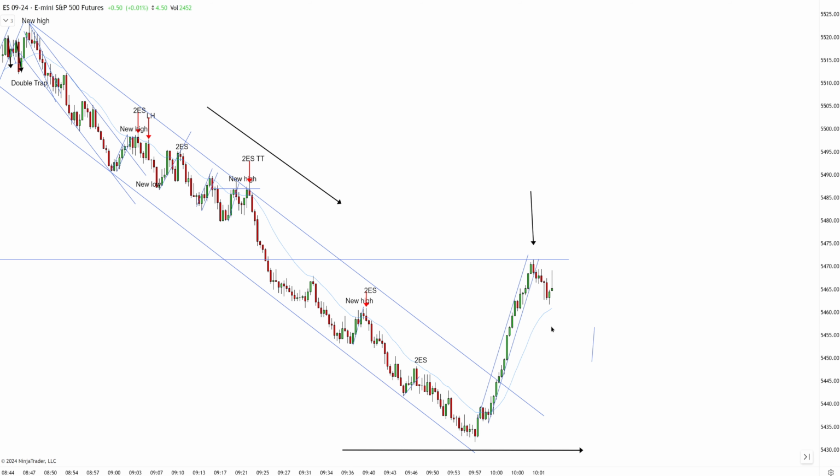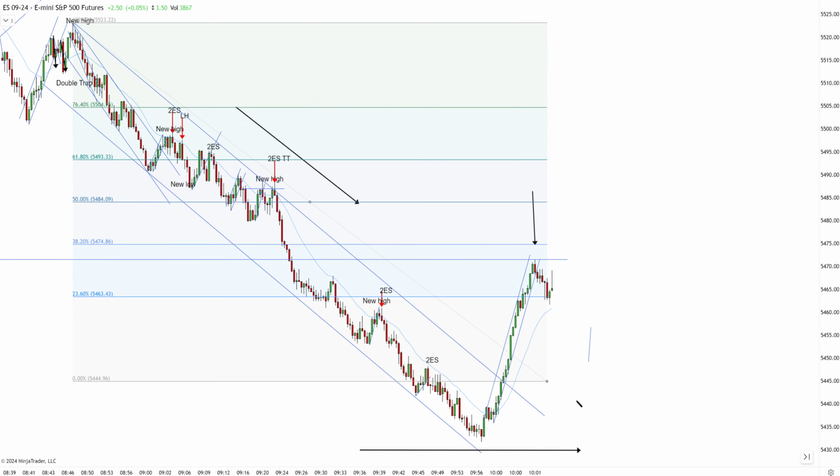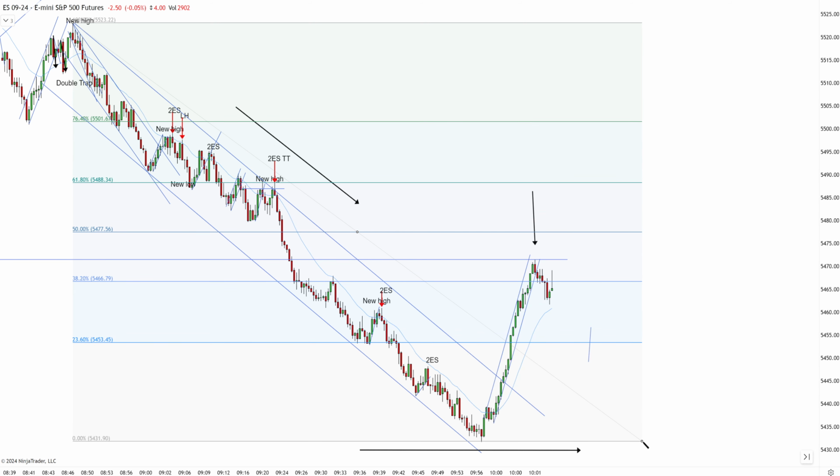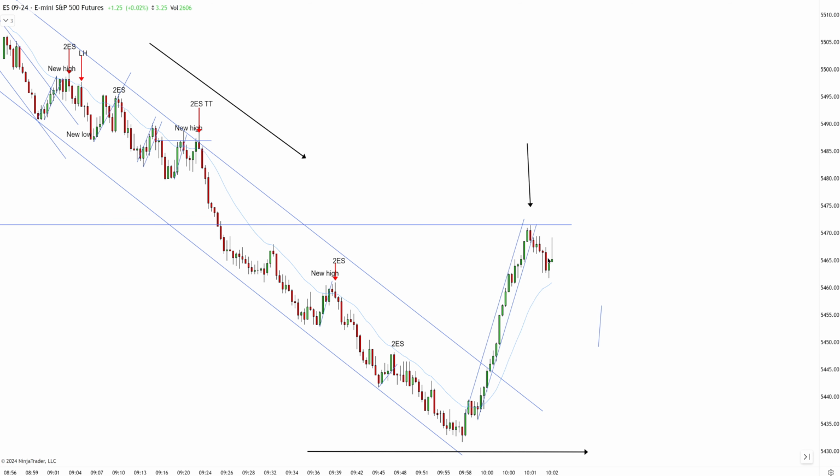You have a short-term uptrend. Do you expect a new high? If I measure the retracement, you can see we retraced only 40%. So this is still a tiny retracement if we take into consideration this bigger downtrend. So I'm not focusing on going long.